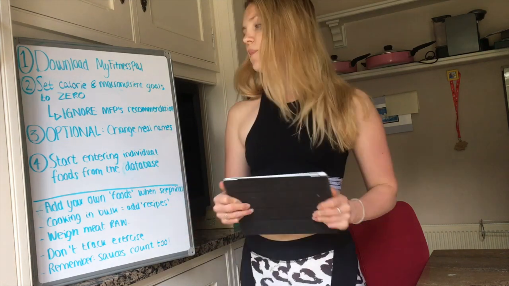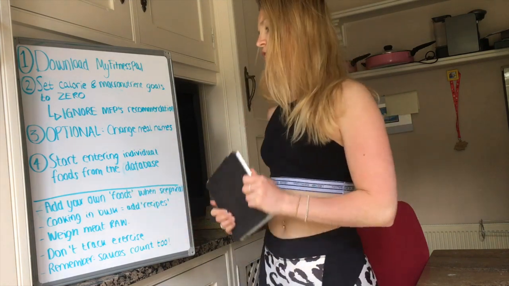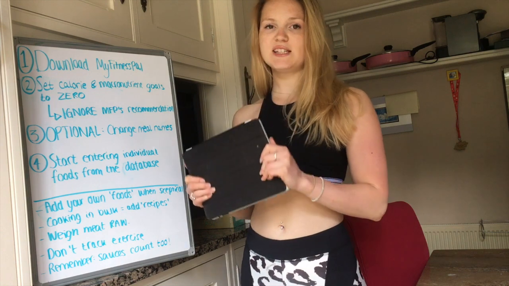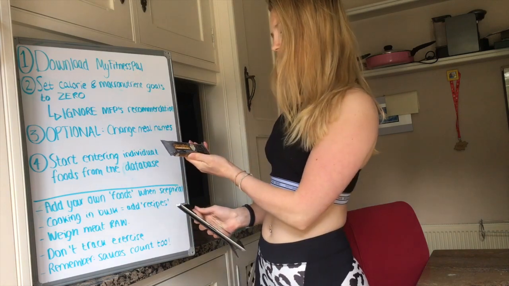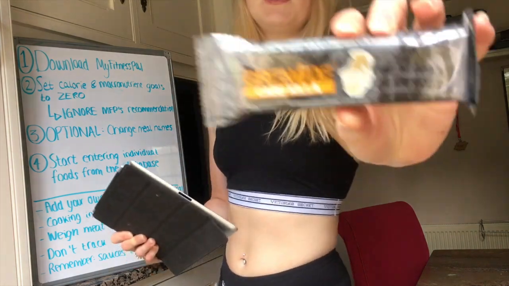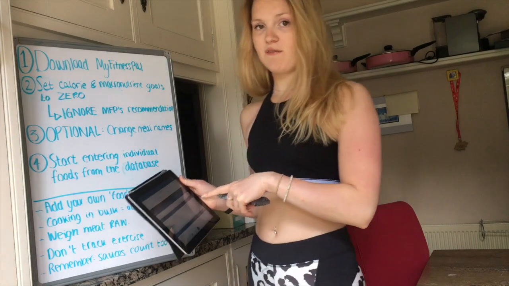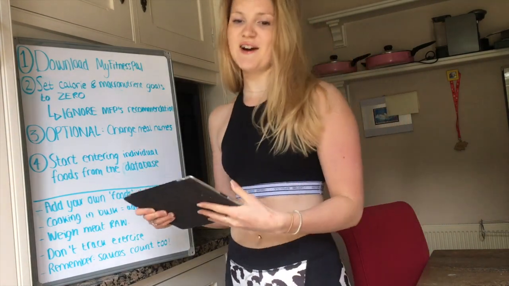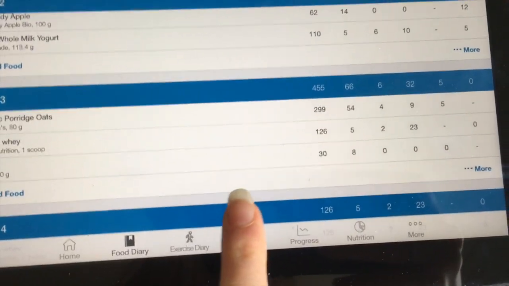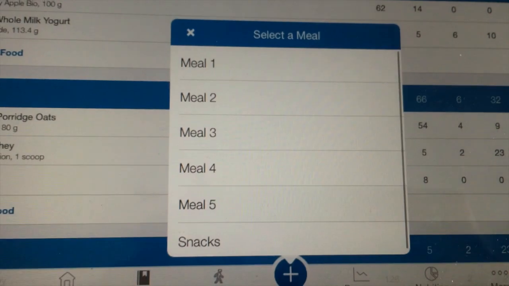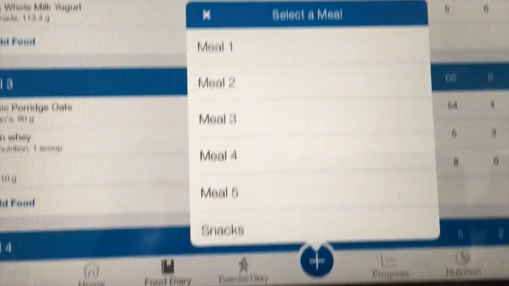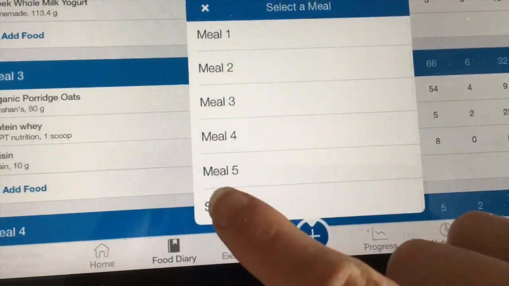My 4th step is to start entering individual foods from the database. Now, the database is like Wikipedia, so you need to be quite skeptical of things. I am going to put this Grenade Carb Killer Caramel Chaos Bar into MyFitnessPal, so I'll show you how I do that now. On the app, I go down to the bottom and press the plus sign. Now I'm adding food. Which meal do I want to add it in? I want to add it in as a snack.